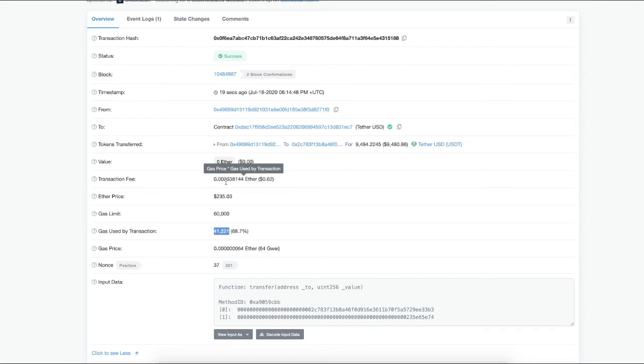So hopefully that makes a little more sense. Gas amount is the number of units of operations that happens, and gas price is how much you're willing to pay per operation.